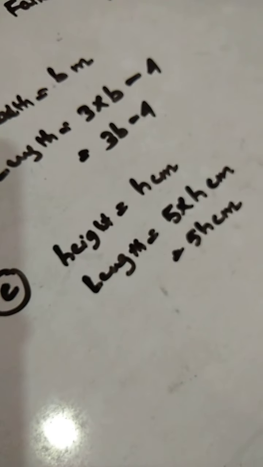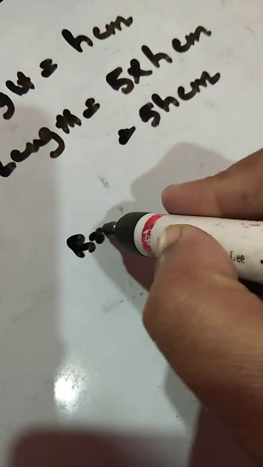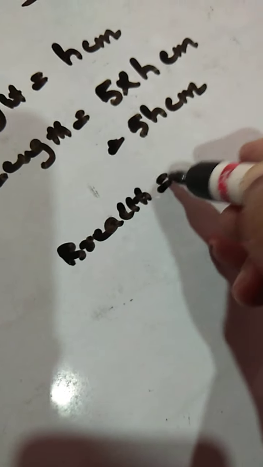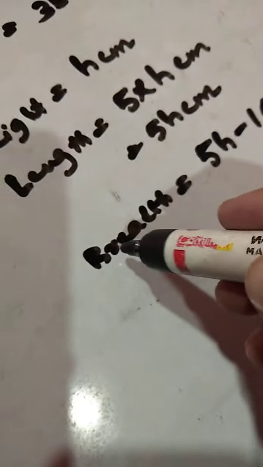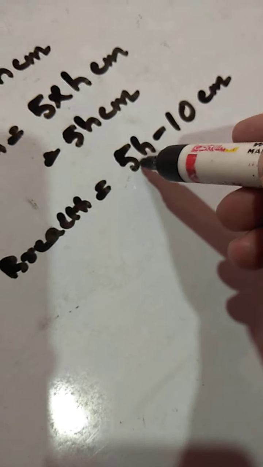And then they have said, breadth is 10 centimeter less than the length. So what is length? Length is 5h. So from 5h, what do we have to subtract? We have to subtract 10. So this is the breadth, students. So breadth is 10 centimeter less than the length.